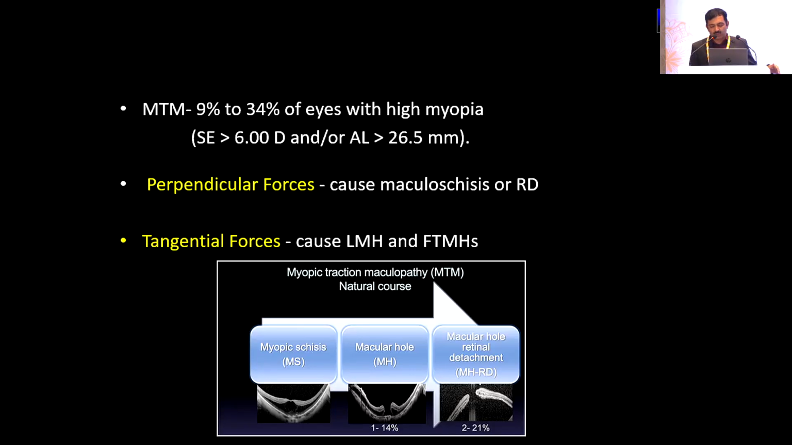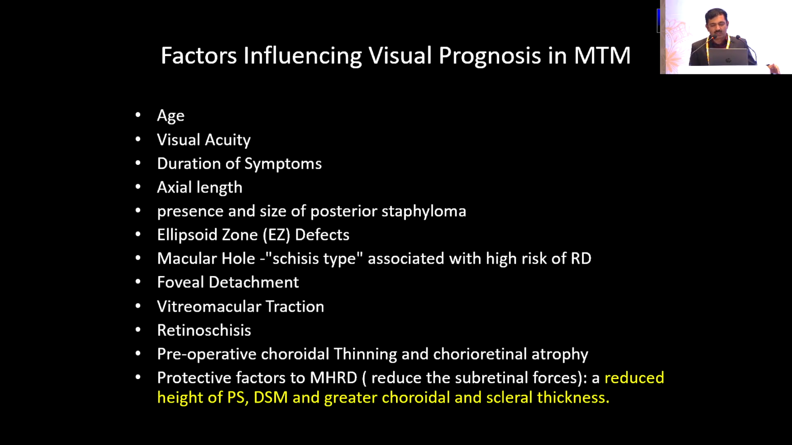perpendicular forces causing macular schisis or tangential forces causing either a lamellar or a full thickness macular hole. So what are the factors influencing the myopic traction maculopathy? One is the age, the axial length, the presence and size of the foveal posterior staphyloma.